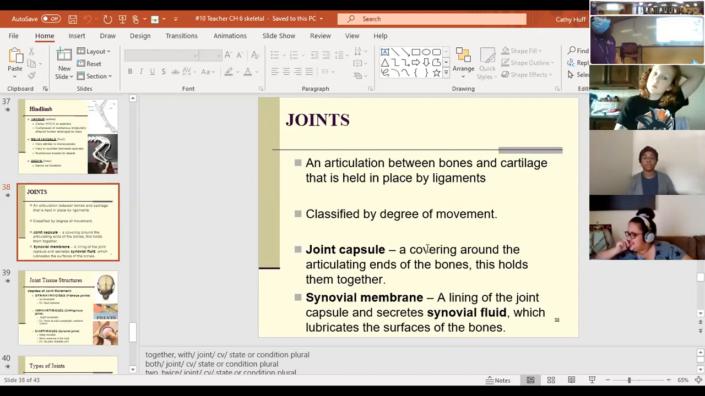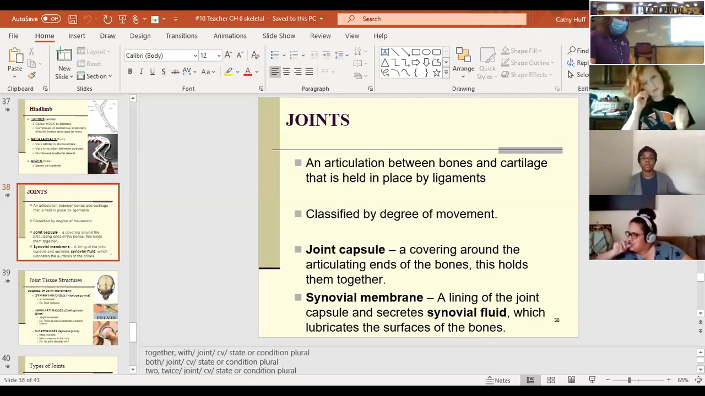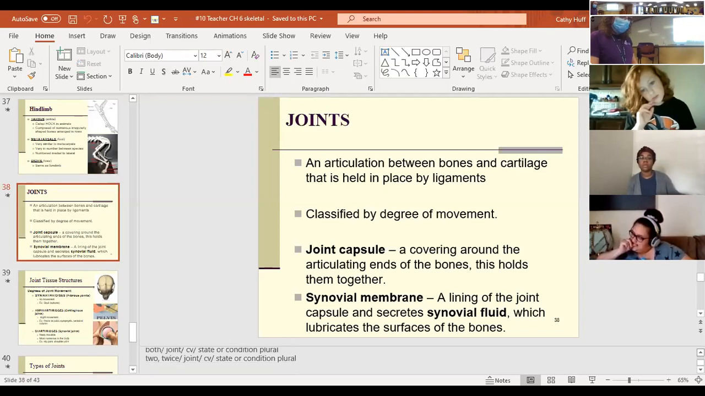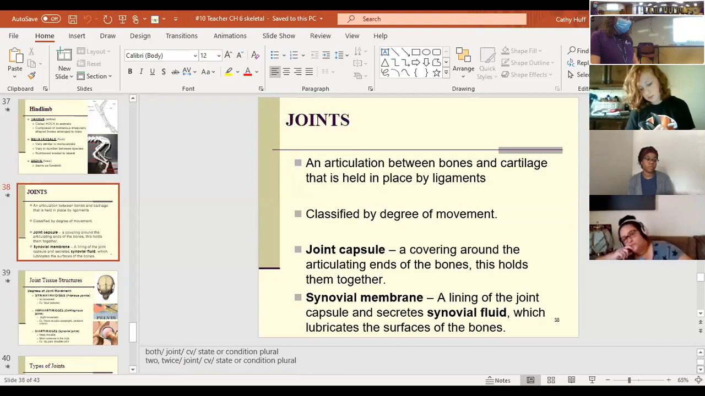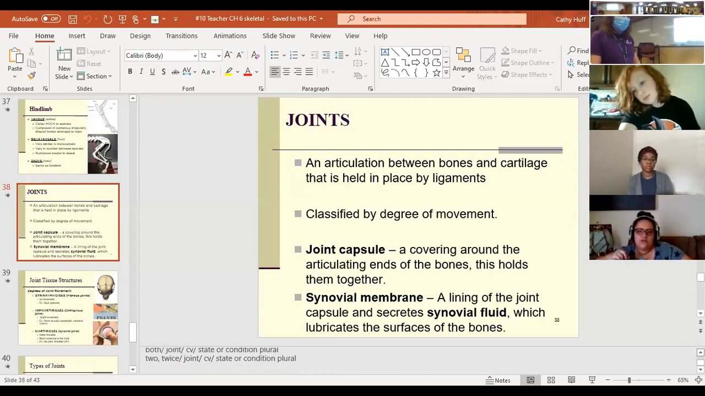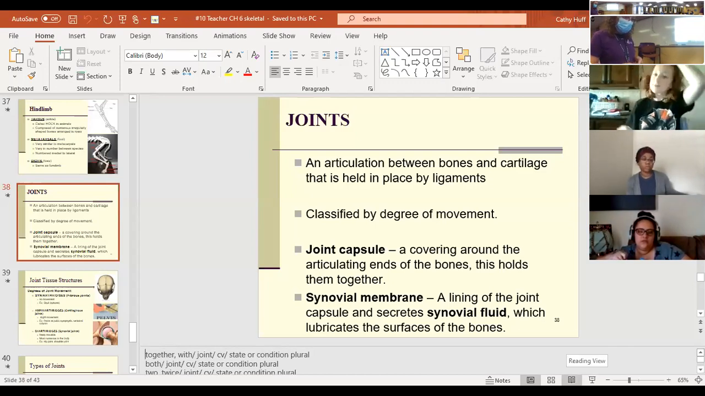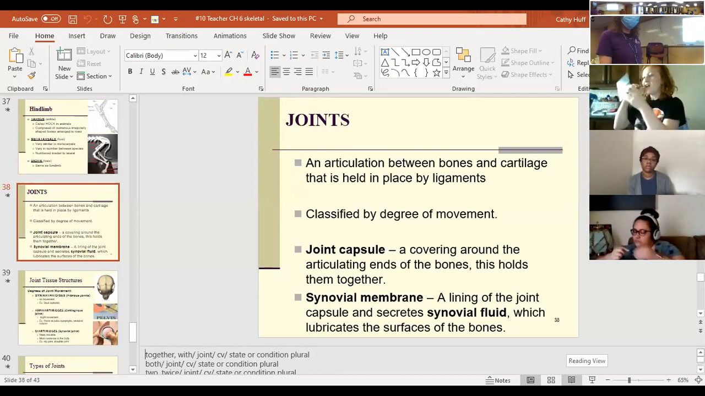It says, let's see. Together with joint, state or condition, I'm not sure. Both joint, twice, state or condition, plural. No idea. Combining something. I don't know what that means because there are no blanks that fit that.